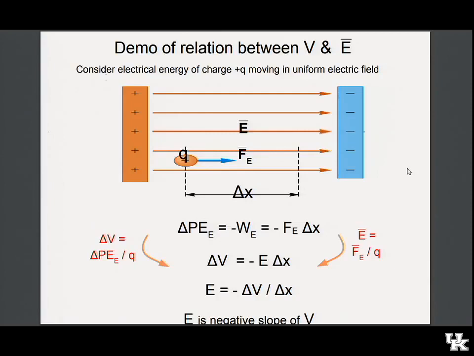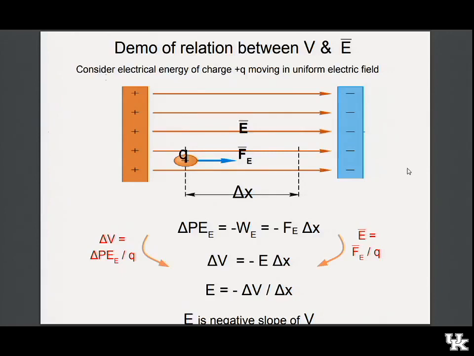This equation says that when we move this charge from the left to the right, there'll be a change in stored potential energy, electrical potential energy. That change in stored potential energy is equal to the negative work done by the electrical force. We met this relationship earlier. And the work done by the electrical force is equal to force times distance, so I just plug that in here. So this is the relationship between energy and force for this electrical problem.